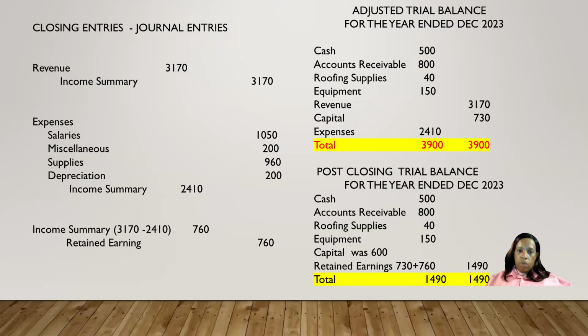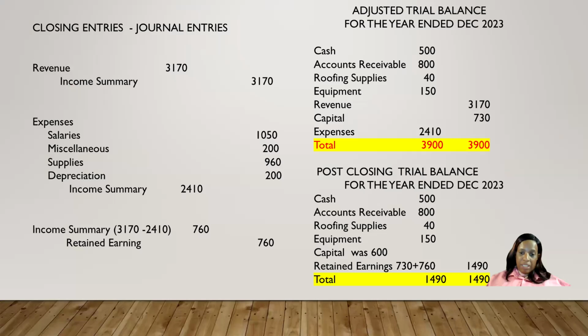So we're going to look at what we call the closing entries. When we talk about closing entries, we're closing our revenue to our income summary. We're closing our expenses to our income summary. We're closing our income summary to our retained earnings. Right? And just to let you know, there is more than one method to do closing entries, but for today, we're just doing the one we see on the screen.